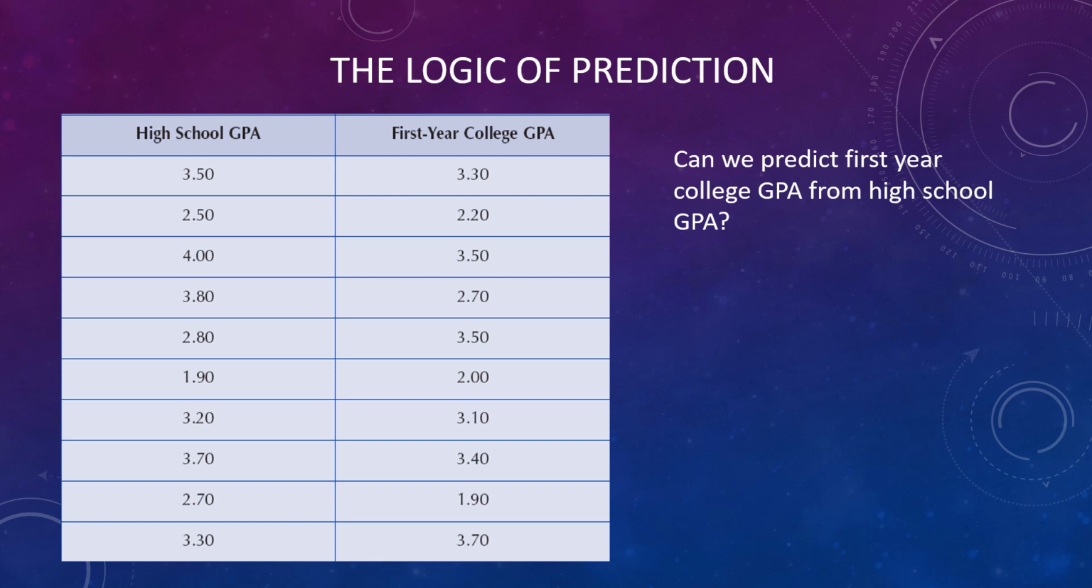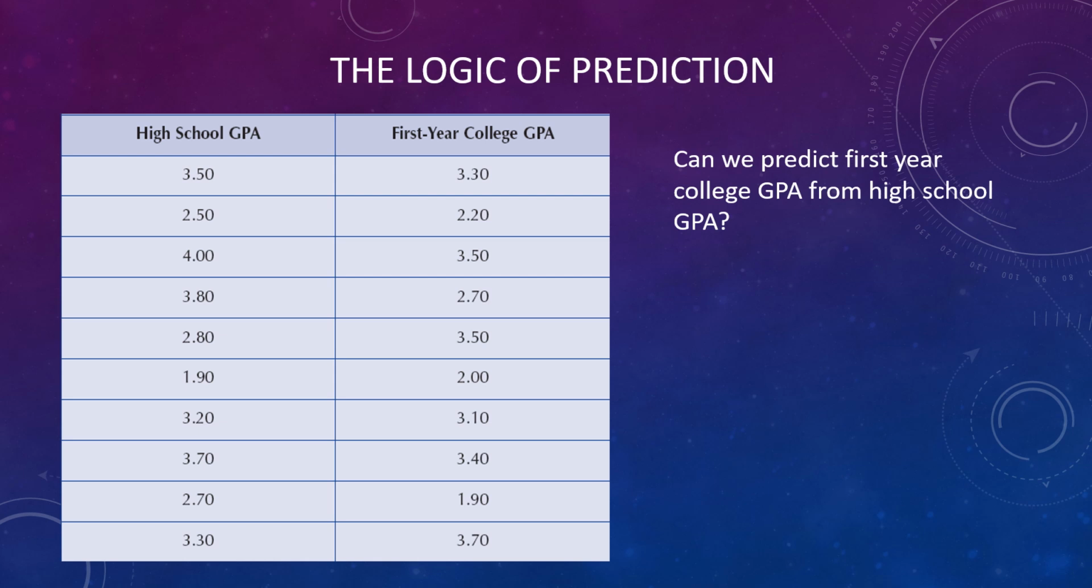An example at this point would be helpful, probably overdue. The title slide is called the logic of prediction, but it could also be the logic of explanation, because before you can have prediction, you need to have explanation. But let's just say, could we build a model to predict first-year college GPA from high school GPA?